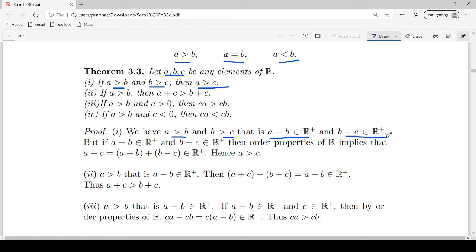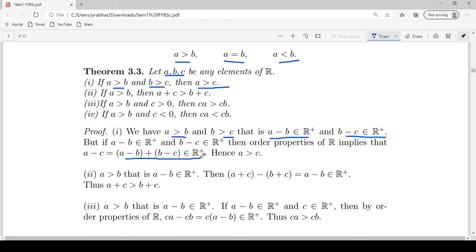But we know that R plus is closed under addition. That means the addition of two positive real numbers is positive. A minus B belongs to R plus, B minus C belongs to R plus. That means their addition will also belong to R plus. Therefore, A minus B plus B minus C belongs to R plus.